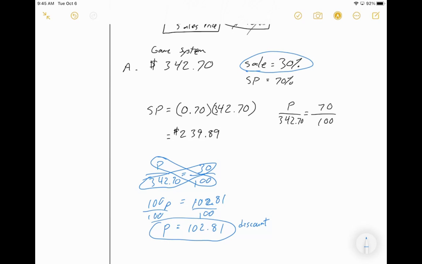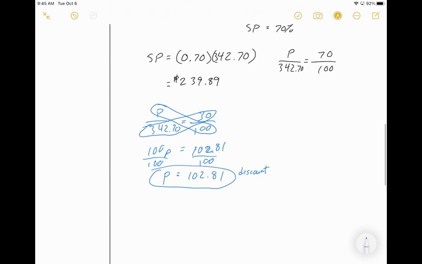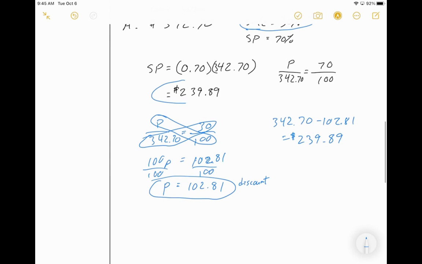And then you have to do another step. You have to subtract that away from the original, right? So you had to do this. Then you had to say, okay, well, 342.70 minus 102.81. And what does that equal? Well, that's going to give you 239.89, right? So that's what you did yesterday. But notice, I already got that. I did it in one step.